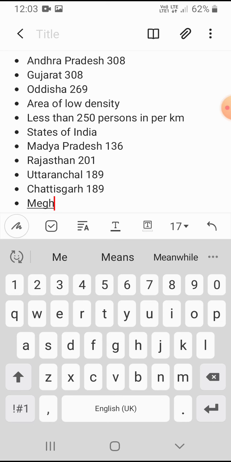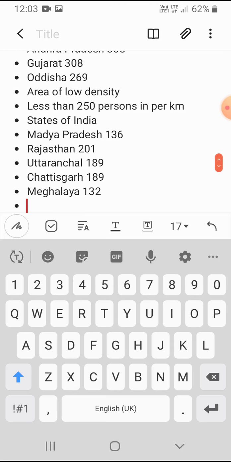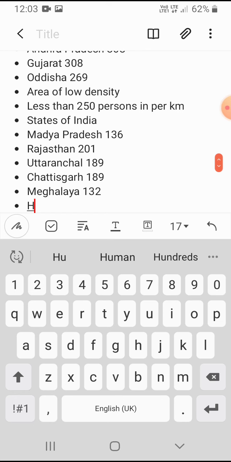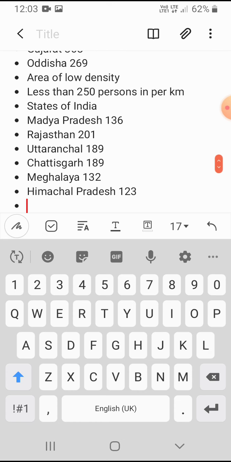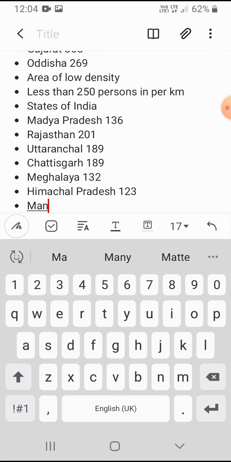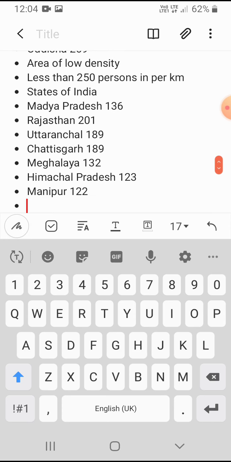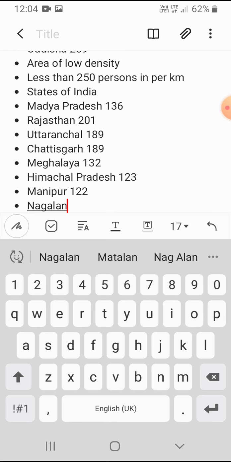And in Meghalaya there are 132 people living per square kilometer. After that, Himachal Pradesh has 123 people living per kilometer square. And after that, Manipur has 122 people per kilometer square, and in Nagaland there are 119 people living per kilometer square.